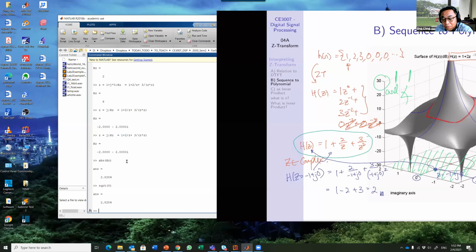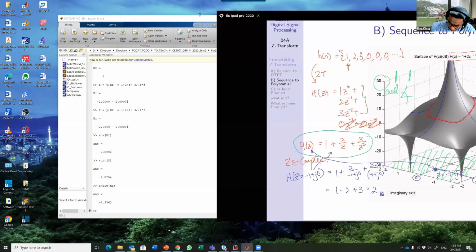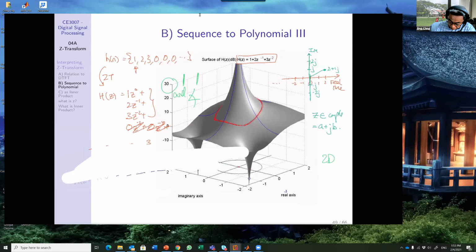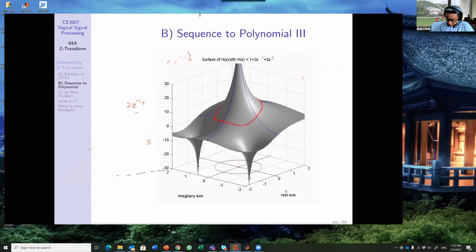So what about angle? Angle of a complex number in radians. So the input is j. Where is my j? Let's find our j here. This is 1j. This point, if you look up, this value here will be the value that I have calculated.